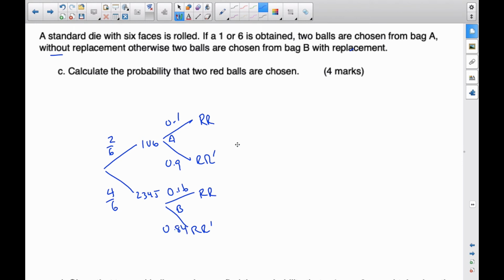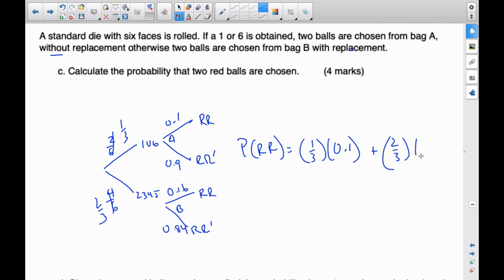And so if I'm looking for the probability of 2 red balls, well, that's going to be the 2/6, which is 1/3. So I'll replace this with a 1/3 and this with a 2/3. So I'm going to get 1/3 times 0.1, which is this branch, plus I could do this branch here, which is going to be 2/3 times 0.16, which works out to 0.14. Okay, and so I use a new tree diagram and the previous probabilities to solve this scenario.